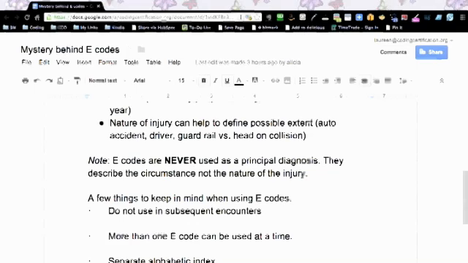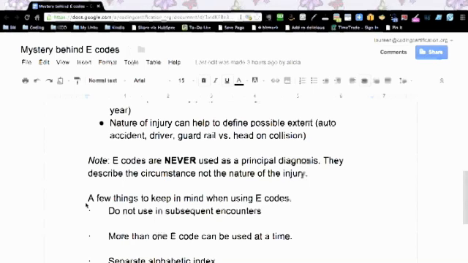Now, something to note about e-codes, you're never, ever, ever going to use them as a principal diagnosis. They describe the circumstance around the injury, not the nature of the injury. So keep that in mind. If you see an e-code first on the CPC exam, just mark it off. You don't even have to look at that one anymore.